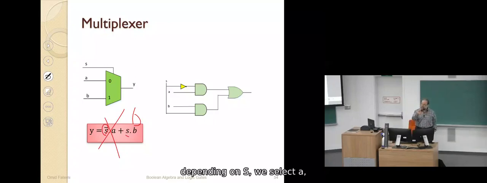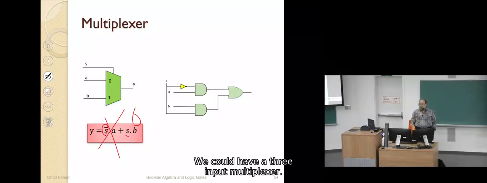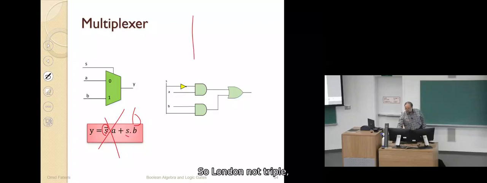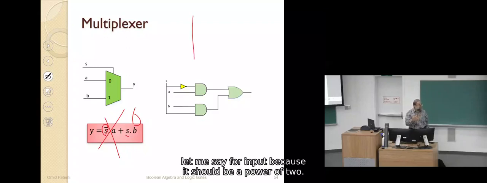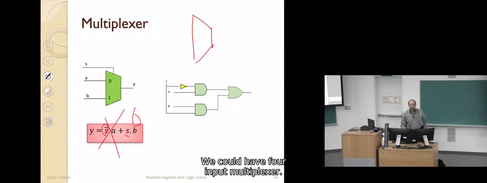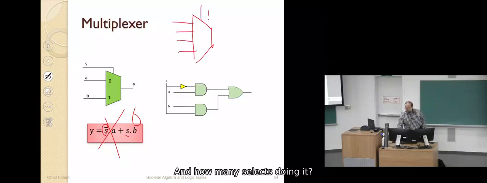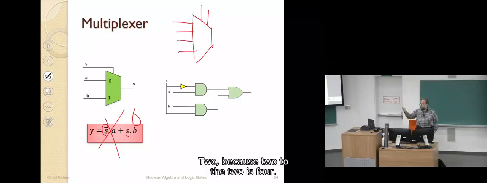Depending on S, we select A, B, A or B. We could have a 3-input multiplexer. So not 3 input, let me say 4 input because it should be power of 2. We could have 4-input multiplexer, and how many selects do we need? 2, because 2 to the 2 is 4.